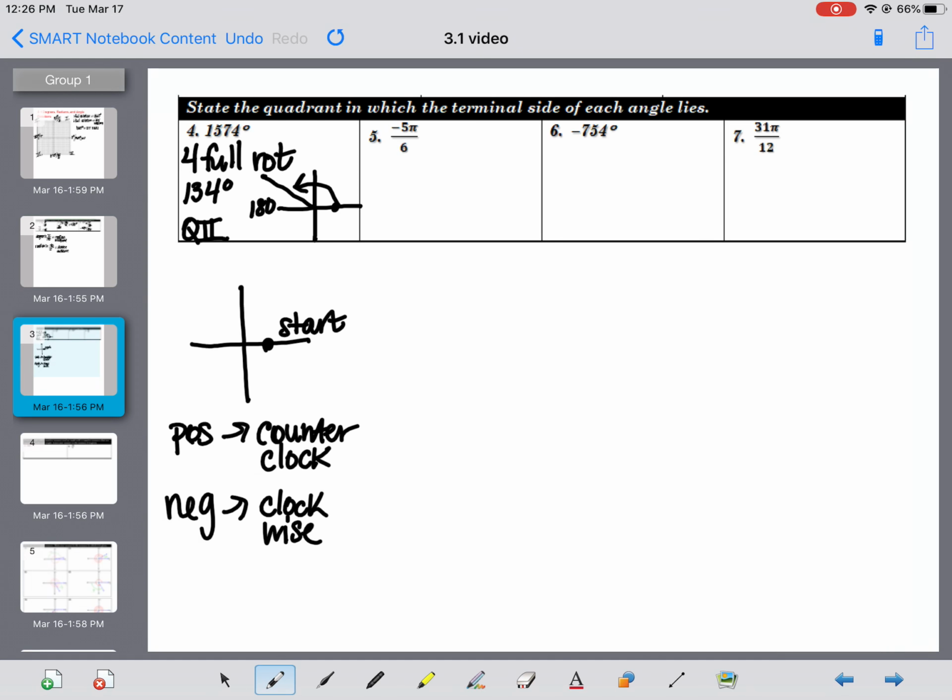Okay. Now my second angle, negative 5 pi over 6, I want to first turn this into a degree. So I'm going to multiply by 180 over pi.